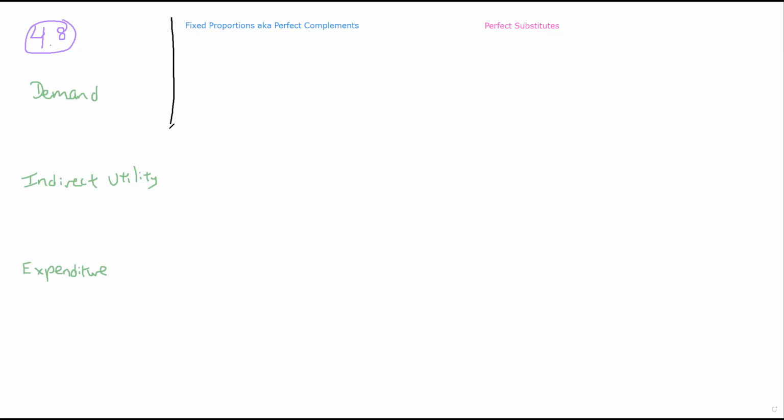Okay. Fixed proportions, aka perfect complements. What do they want from us the first time? They want us to compute. For each of these utility functions, compute the following: demand functions, indirect utility, and expenditure functions. I hesitate to even do this problem because you can literally just rattle off what you need from my cheat sheet, but it's fine. Let's start with perfect complements. Let's make this like a small table.